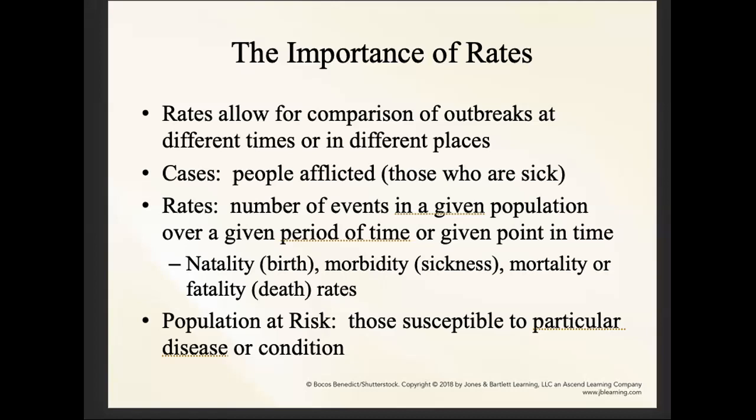And mortality or fatality, death rates, are the number of deaths in a population divided by the total population. So if we wanted to figure out the fatality rate for a population in a given year, we would take that number and divide it by the total population in that given year. A population at risk are people in the population who are susceptible to a particular disease or condition. When we think about bacterial or viral infections, this could be the general population. When we think about lifestyle diseases, it could be people who have specific risk factors.